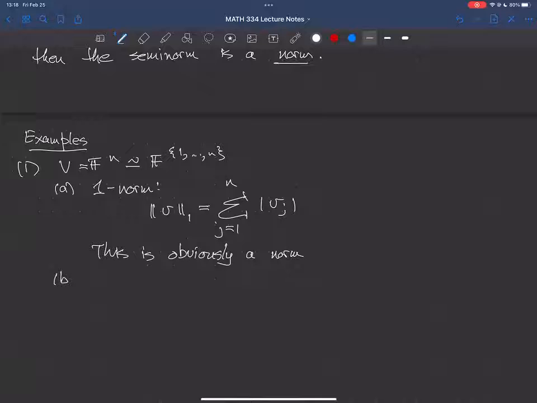The next example we're going to look at is what's called the 2 norm. And so we're going to see why 1 and 2. And so the 2 norm is defined like so.